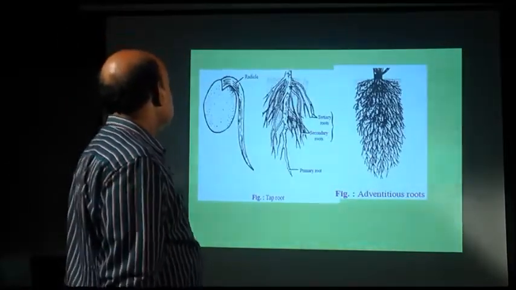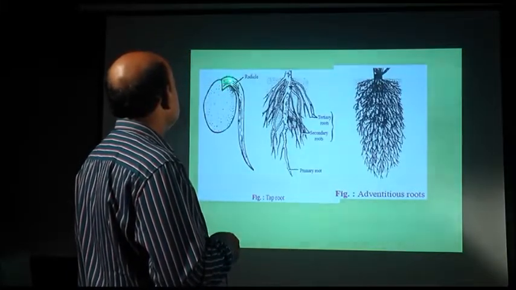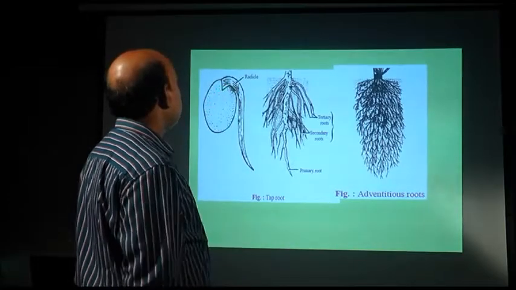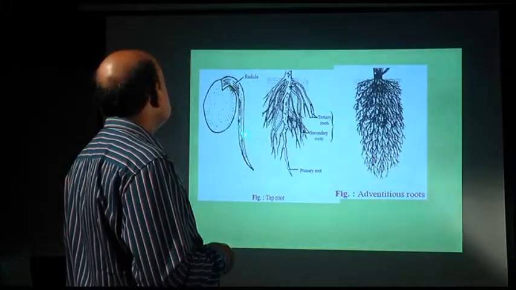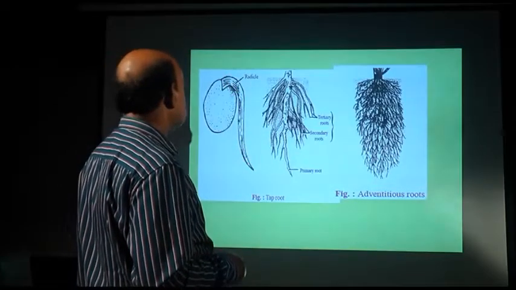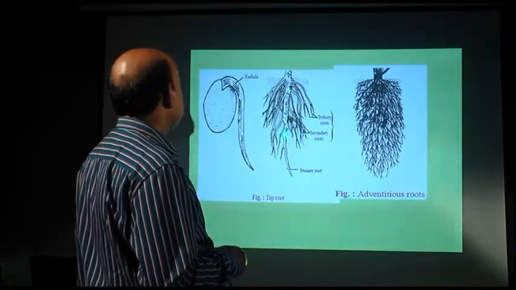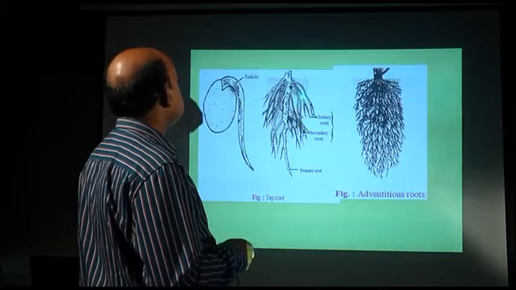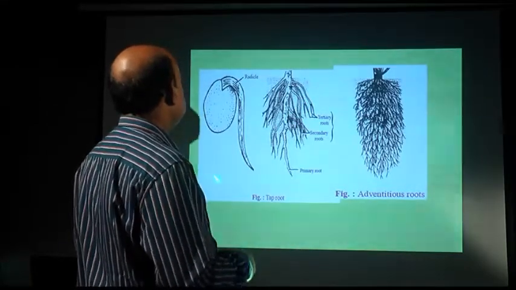Now we will go to the taproot. The taproot is directly developed from the radicle. If we germinate a seed, first the radicle will appear and the radicle directly gives rise to the primary root. In later stages it is converted to the taproot. Here, the primary root gives rise to secondary roots, and the secondary gives rise to tertiary roots. So, it is a taproot type of system.